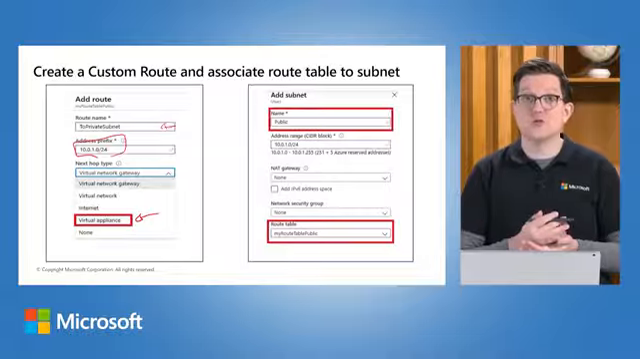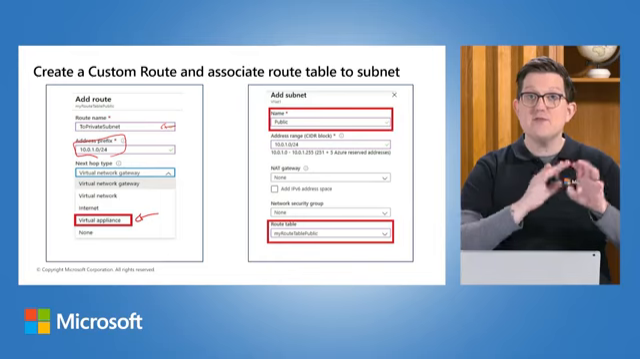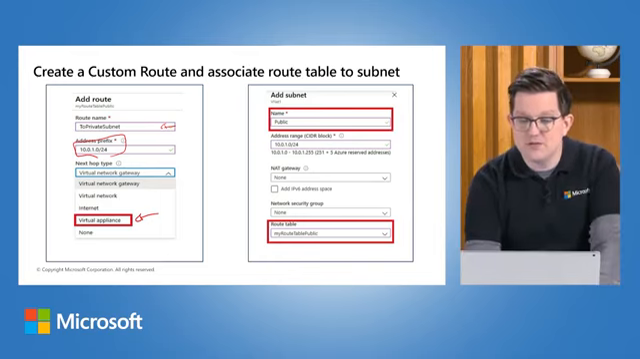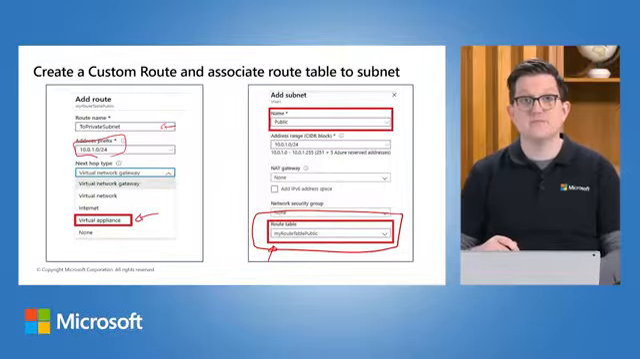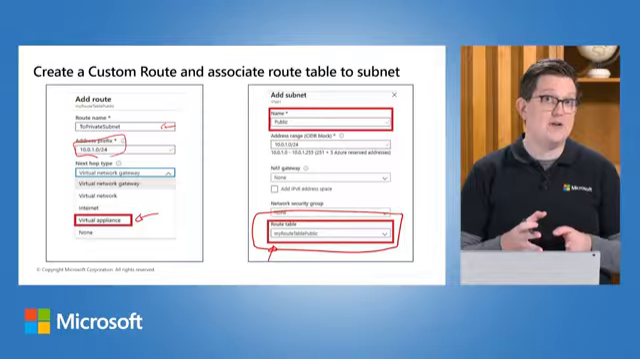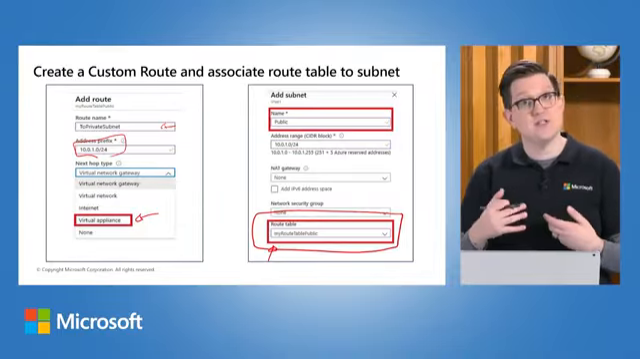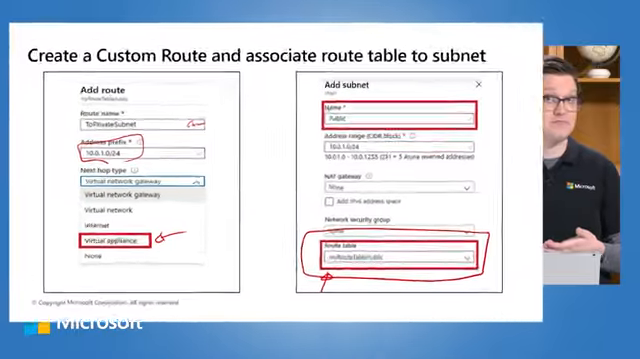Now this could be your network virtual appliance, a firewall, any number of things. Once I've configured that rule, all I have to do is on the subnet configuration, associate the route table. By doing that, I have started enforcing these routes. So a simple change like this can make a huge difference to how the network traffic flows.